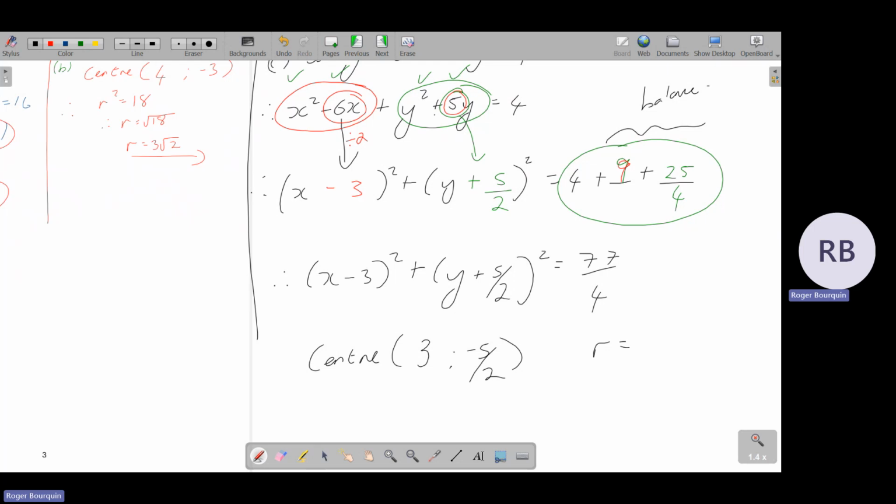Right, so now if I square root that number, is that the radius? No. That number is your radius squared, so your radius is root 77 over 2. Right, well done, guys.